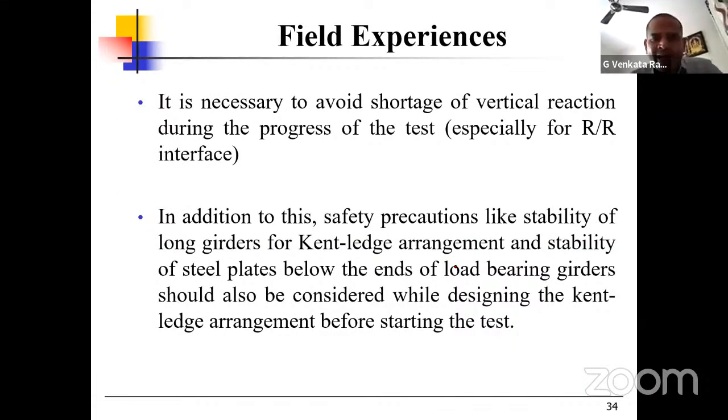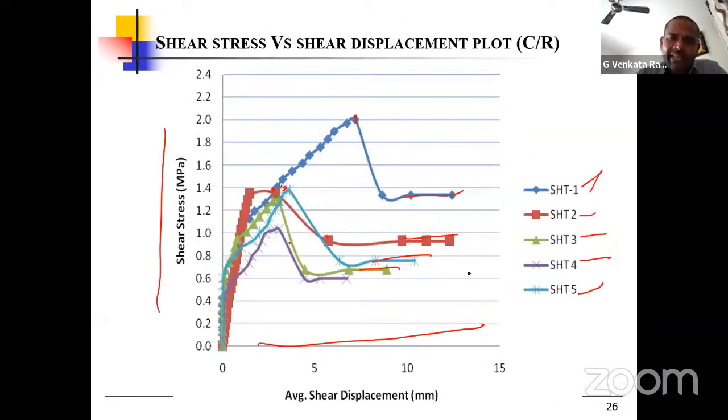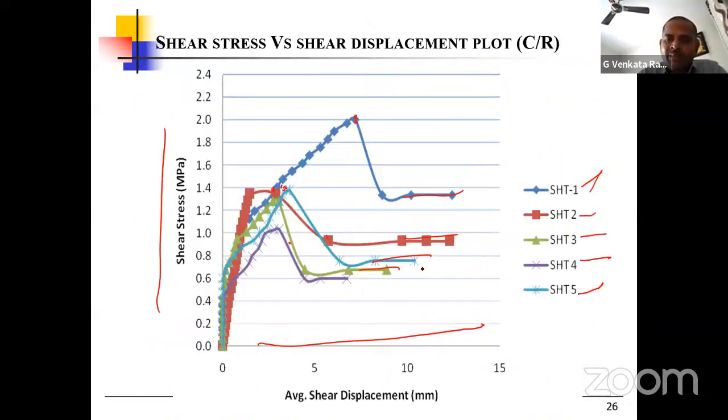It is necessary to avoid a shortage of the vertical reaction during the progress of the test. Students, actually the main issue is there. Friends, when we are conducting the test, if there is a shortage of the load, then you may not get sufficient reaction load, and that is a problem. So initially we have to maintain the entire counter loading in our area. Initially there was a shortage, then we increased it some more. Then the work was completed successfully in the Polavaram project.